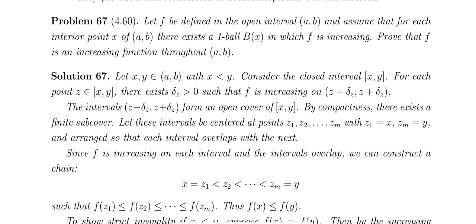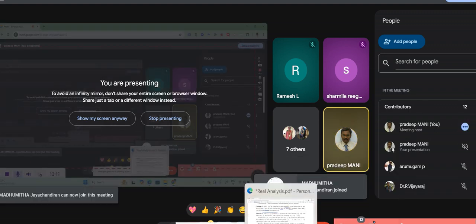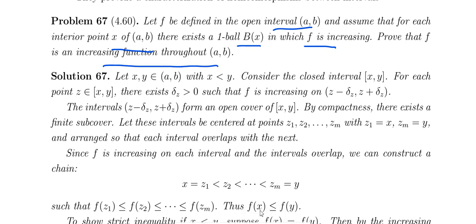Suppose f is defined on the open interval (a, b), and assume that for each interior point x in (a, b), there exists a ball B of x with center x and some radius in which f is increasing. Then f is an increasing function throughout (a, b). So f is defined on the open interval, and for each interior point there exists some open ball in which the function is increasing; that means the function is increasing throughout (a, b). Okay, that is the idea.